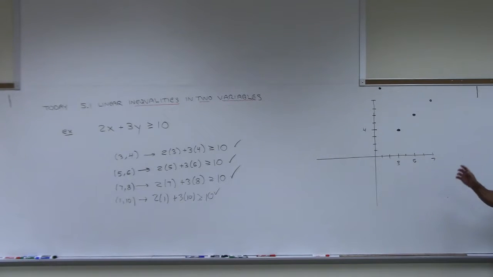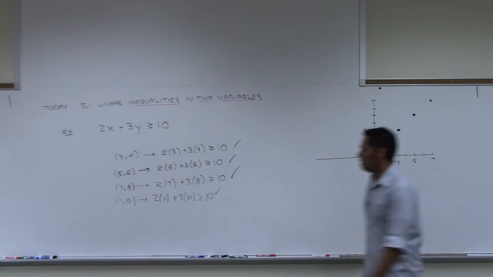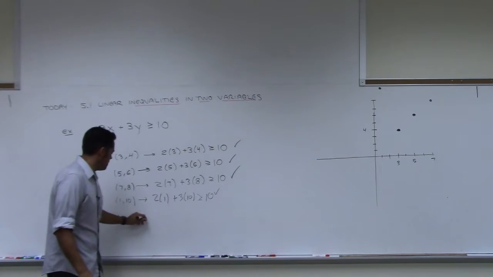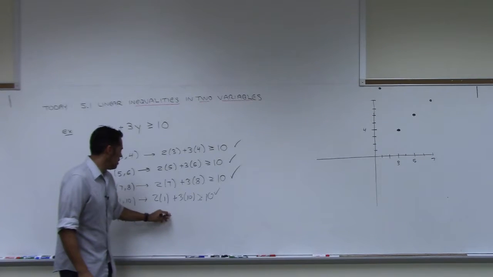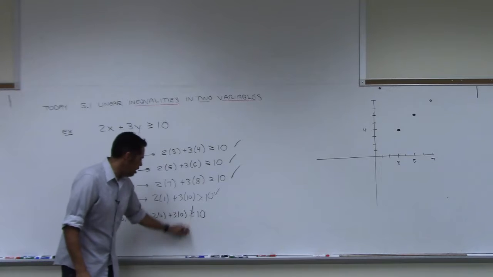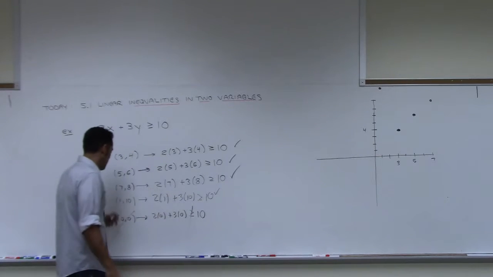So the answers to this are not on a line, are they? So what is it then? I mean, because not everything works, right? Let's try this. How about 0, 0? Does that work? 2 times 0 plus 3 times 0. Is that bigger than 10? No, it's not. So this doesn't work, right?